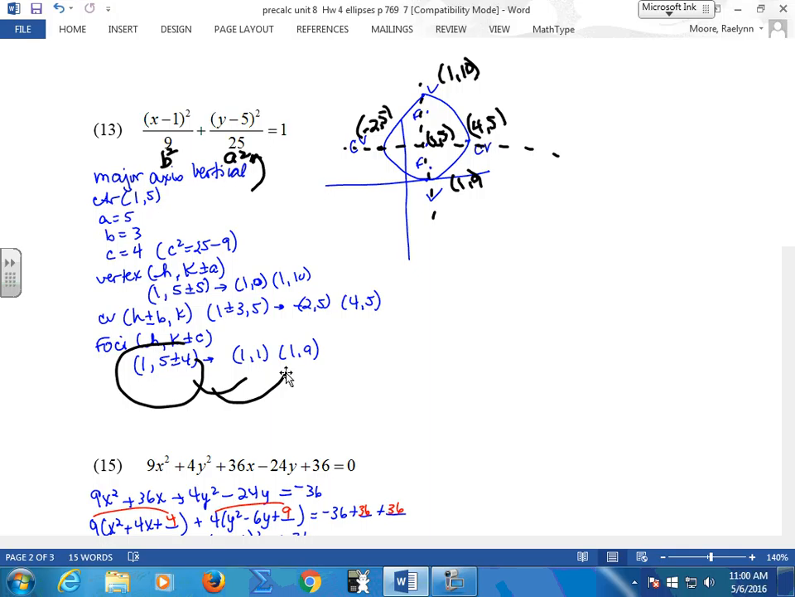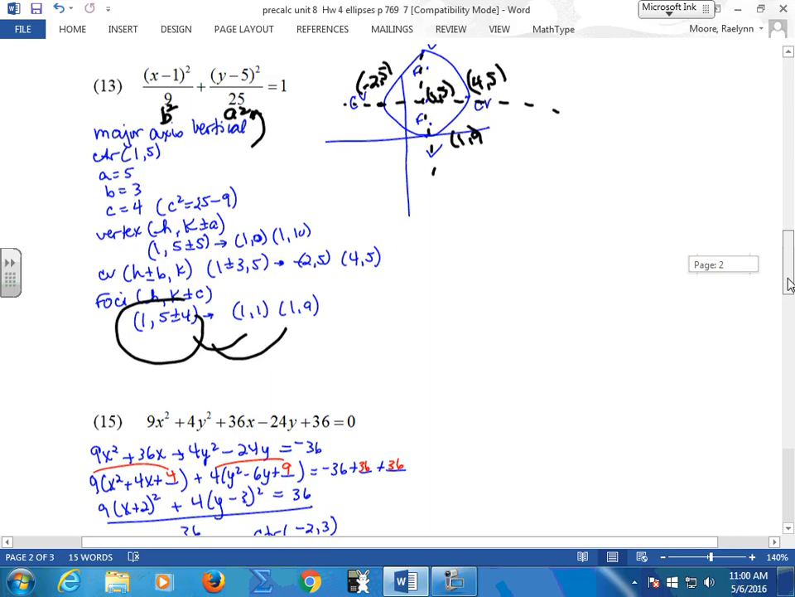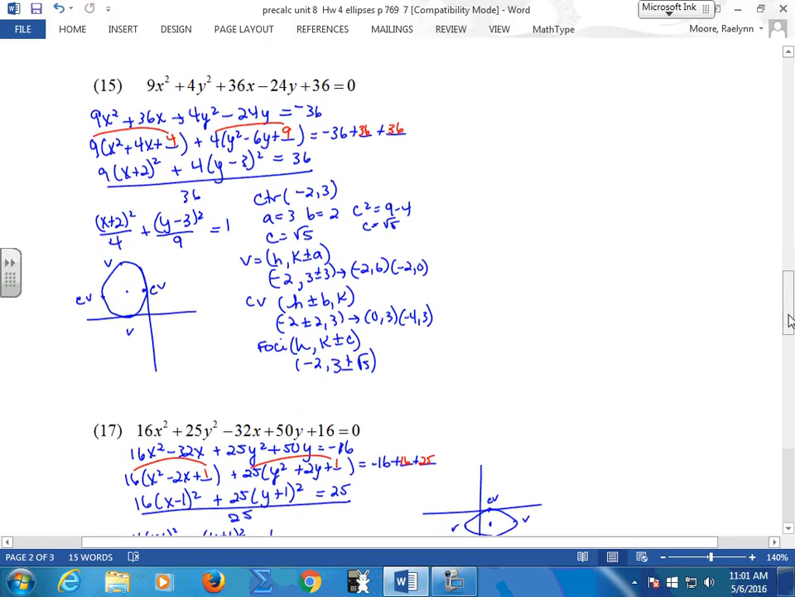Good? Okay. Then we get to complete the square. Was everybody able to complete the square?